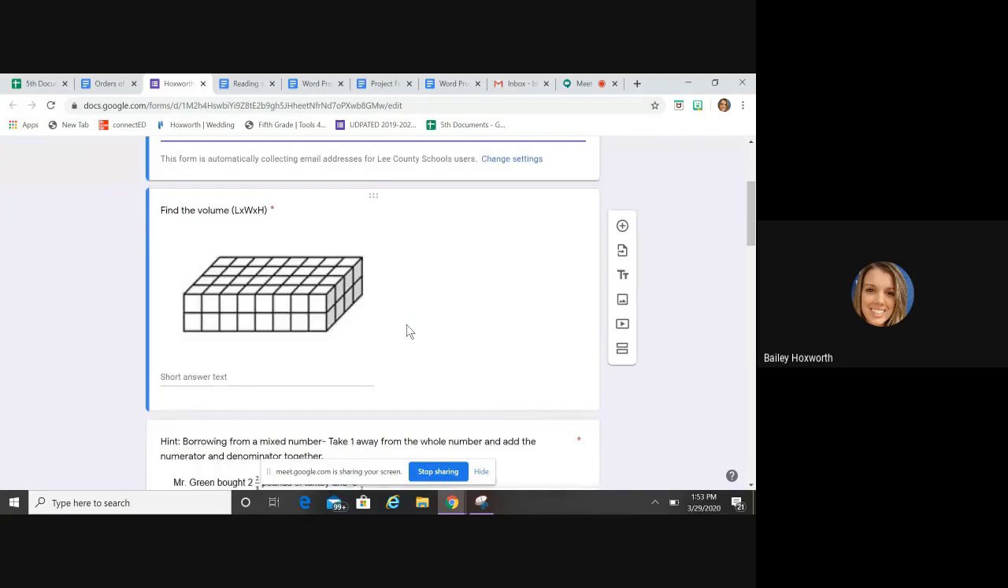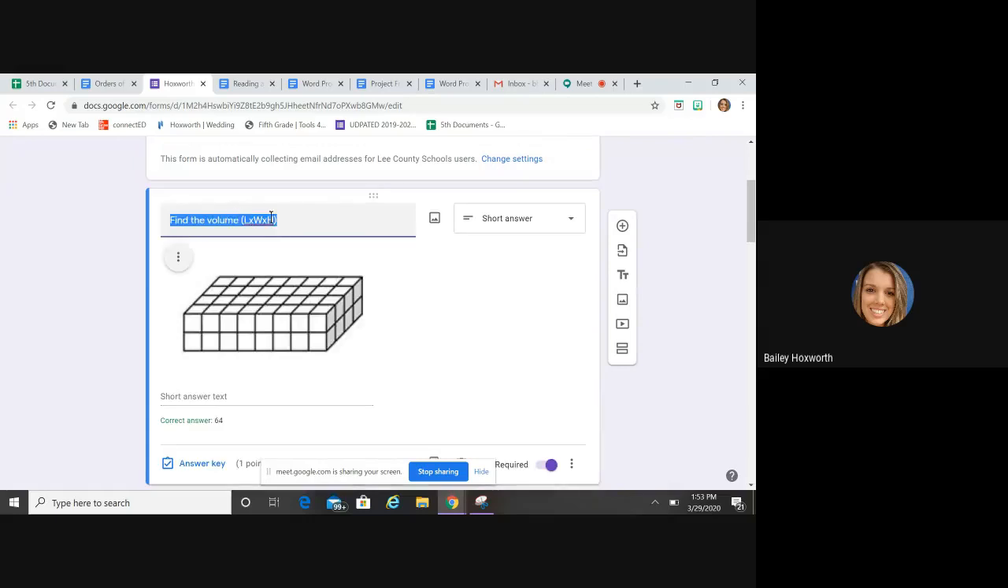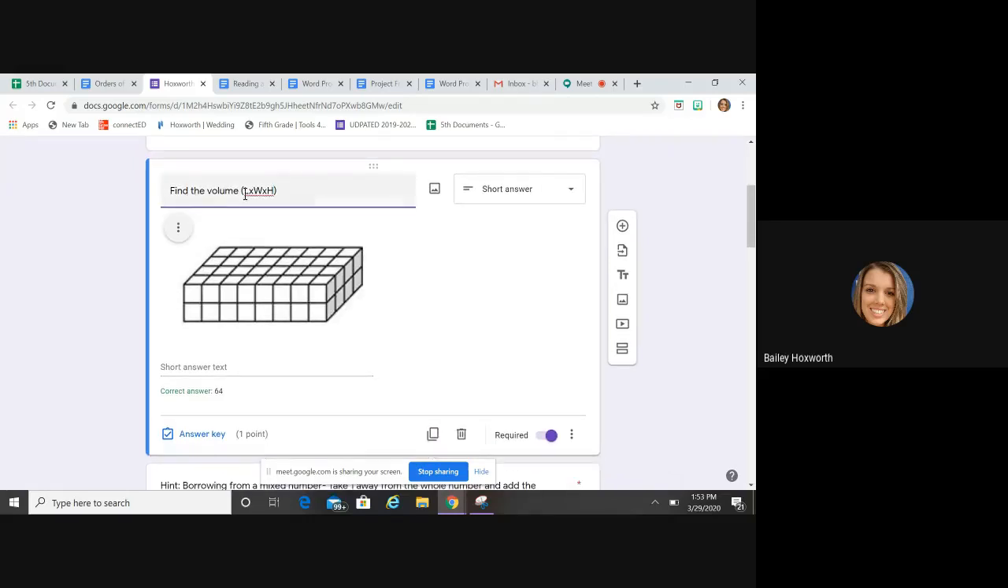Okay, problem number 1, find the volume. I've made these little hints for you as you go along. So to help find volume, you need to multiply your length times your width times your height.